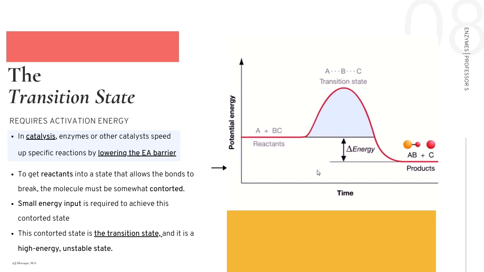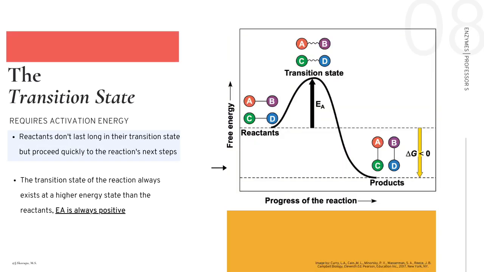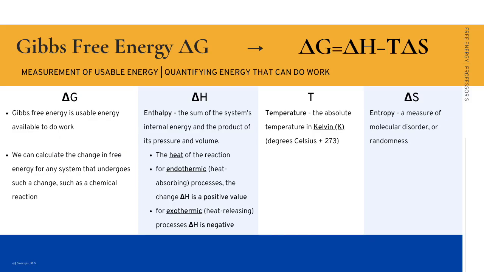transition state. Note that enzymes do not affect the change in free energy, delta G. Write that down. They don't affect the change in free energy delta G. Remember, delta G is only affected by enthalpy, temperature, and entropy. Do you see anything in this formula about enzymes? Enzymes don't affect delta G. Instead, enzymes hasten the reactions that would occur eventually anyway.